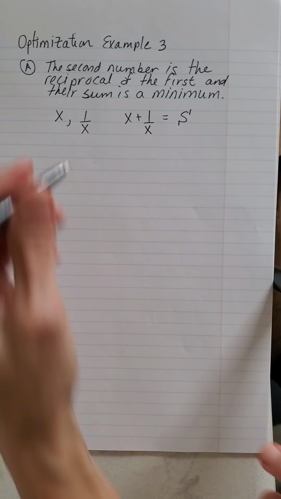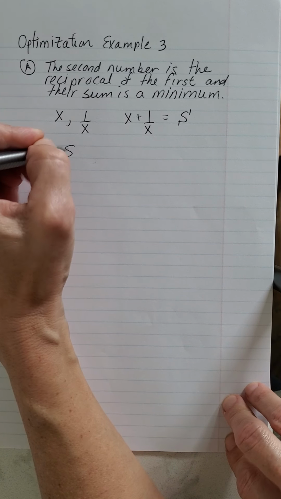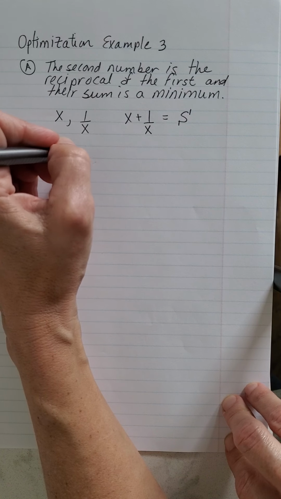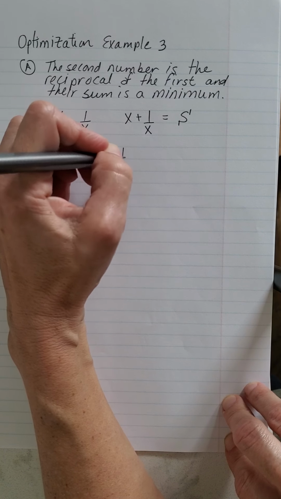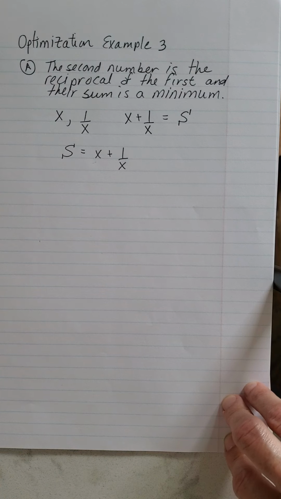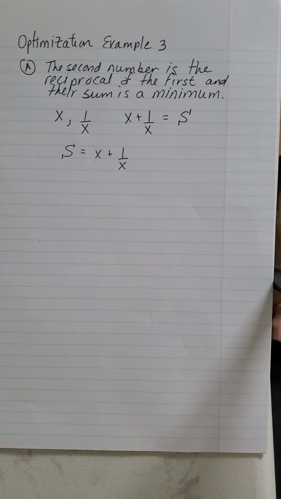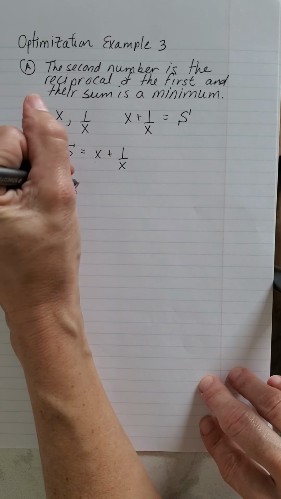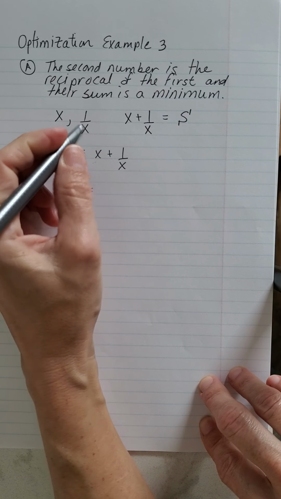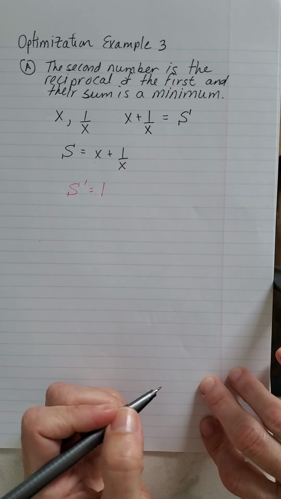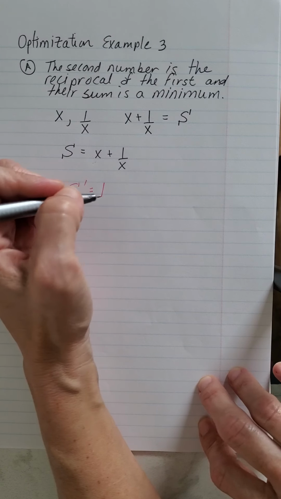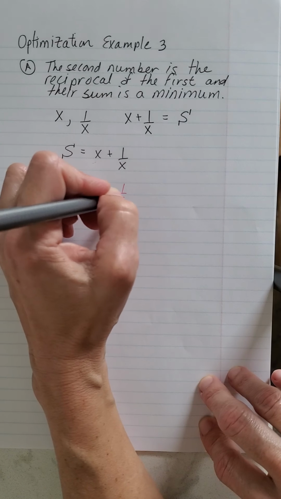Well, in order to find a minimum or a maximum, I have to find some critical values. And to do that, I need to take the derivative. So I'm going to find s prime, the derivative. Here, the derivative of x is just 1, and the derivative of 1 over x is minus 1 over x squared.